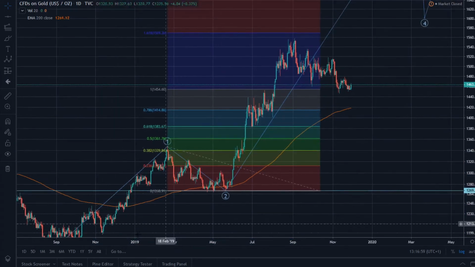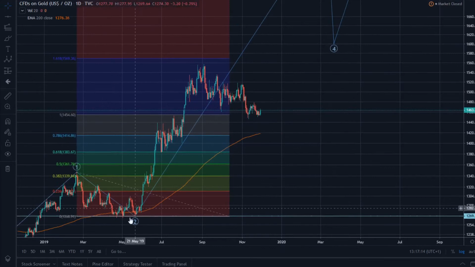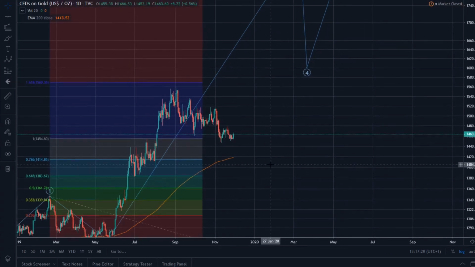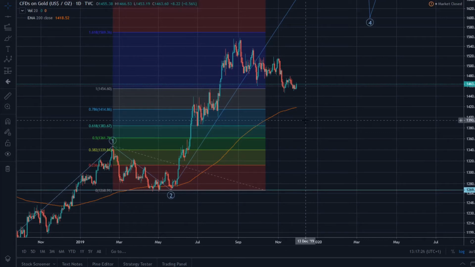this following impulsive wave did not match this 0.618 extension at $1,569, indicates to me that this is possibly one of basically, there's probably going to be an extended wave 3. So I'm talking about midterm price targets.